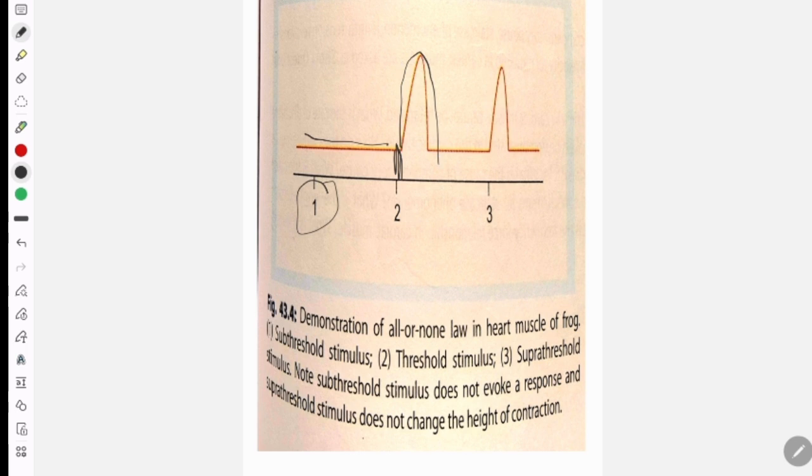Okay, here we need to remember that the subthreshold stimulus does not give any response. Okay, this is what we need to remember. Only the threshold stimulus can give the response. Okay, below or above that it does not cause any different contraction. So whenever the stimulus reaches the threshold, at that time only the contraction of the heart can occur. That is all what the law says.